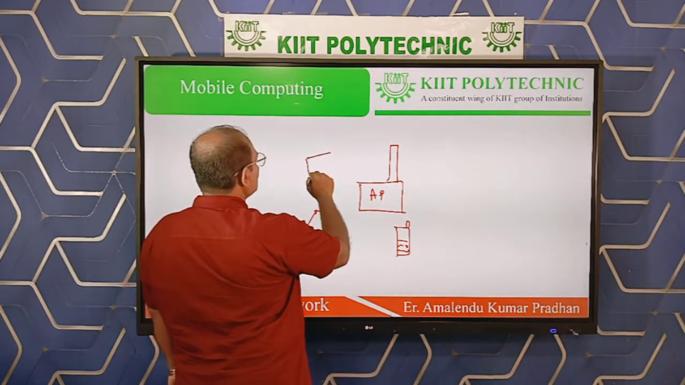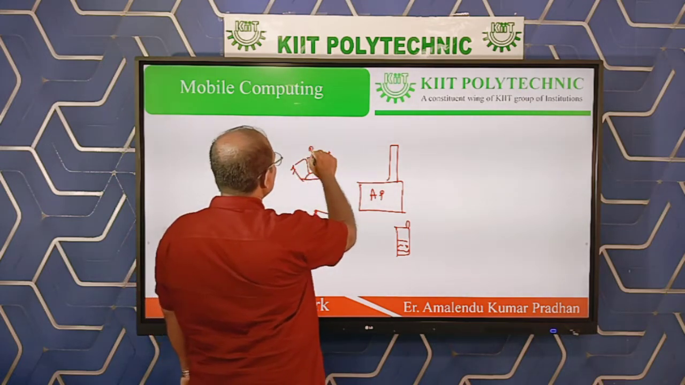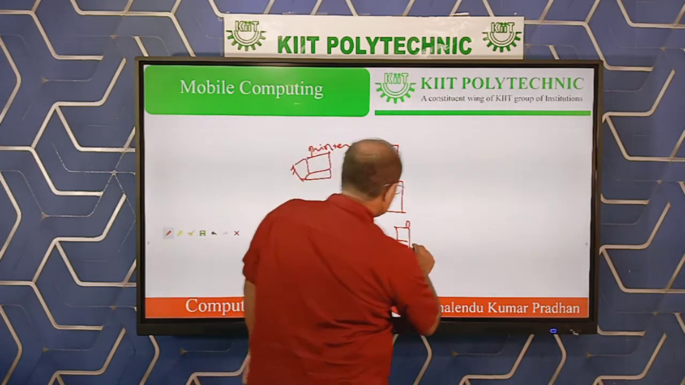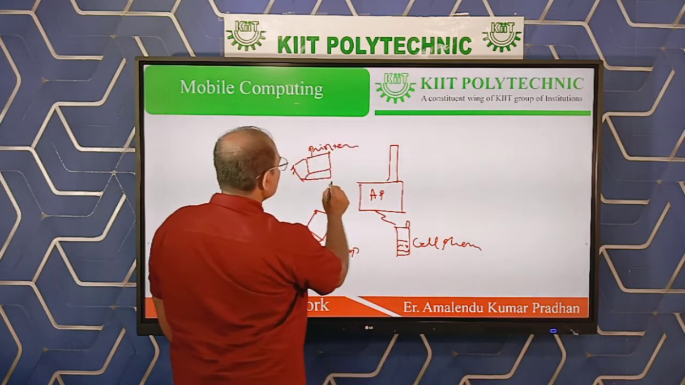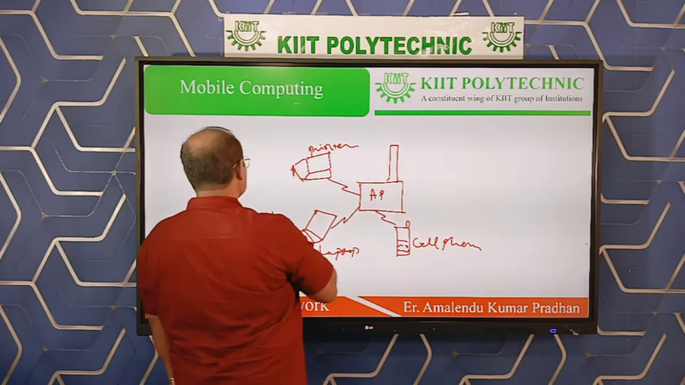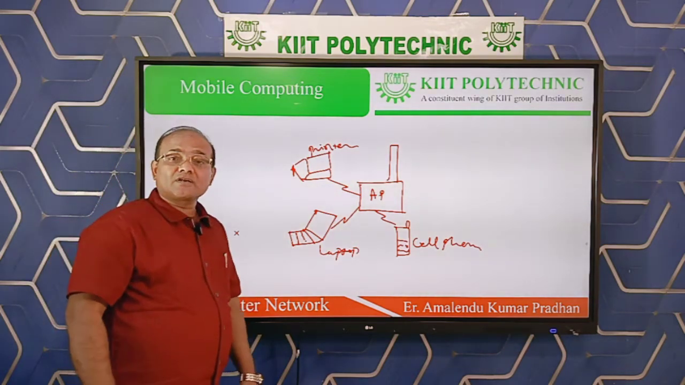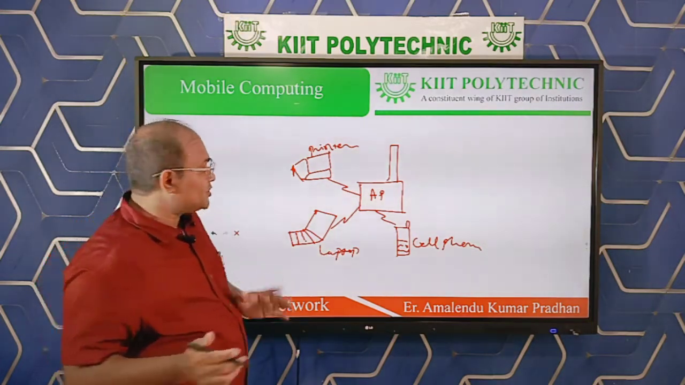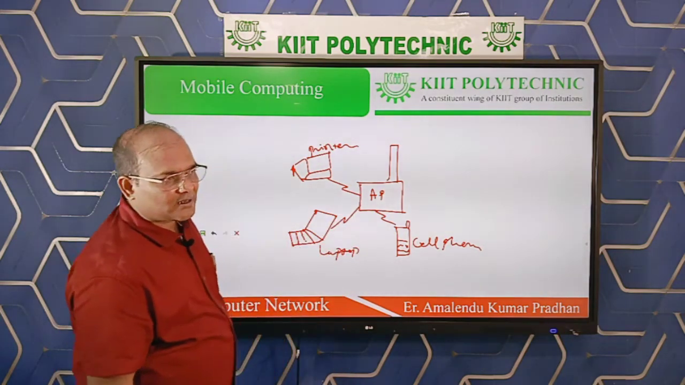And printer also, wireless printers are available in the market nowadays. Printer, laptop, cell phone. So these are the various kinds of communicating devices we can connect to an AP. So data can be transmitted; instead of hub or switch, here we are using AP. Also we can use a server, but it's not recommended.